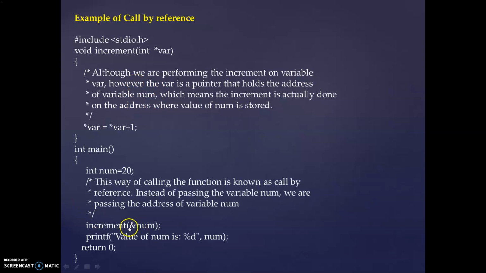Quite clear. I have written here ampersand num is my actual value and I want the address of it. Who will point to it? Var will point to it. So I am incrementing the value of var. Star var equals star var plus 1. Right? Which means the increment is actually done on the address where the value of num is stored. Right? Increment is actually done on the address. By how? By using var. So star var equals star var plus 1.